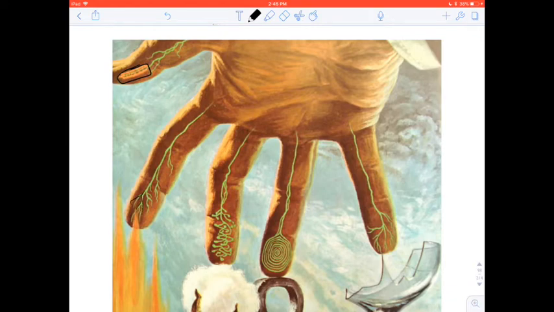We have these little Merkel discs here and Pacinian corpuscles. So this is going to give us light touch, deep pressure. And you might also hear these as Meissner's corpuscles right here. And then again, these free nerve endings are how we feel pain. And then you can see that'll just go up and follow that same pathway.